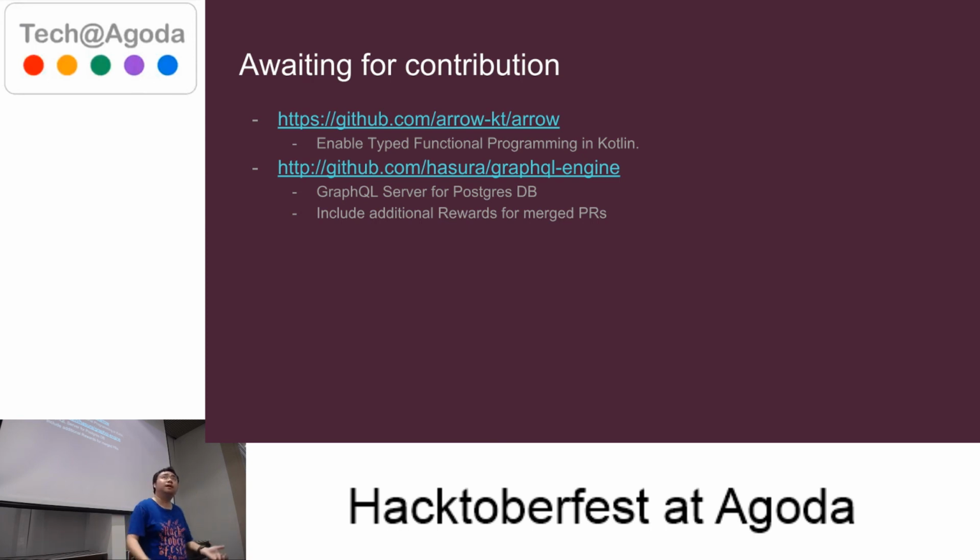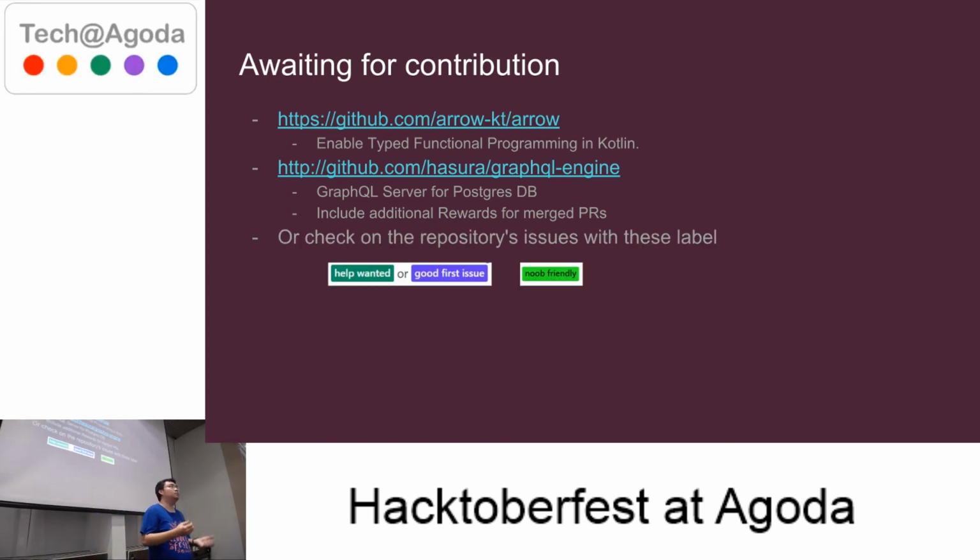Like this Arrow is a library that helps you enable some features of functional programming inside Kotlin, something like functors and all those functional paradigms. And they also try to encourage people to contribute to this. Like they try to put something like a hello world issue, and you can just check it out.